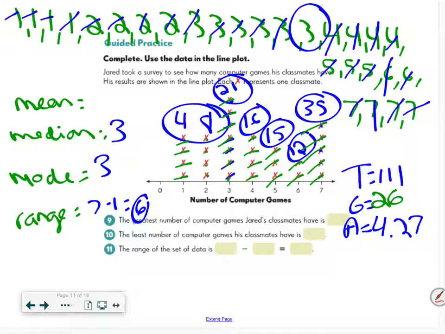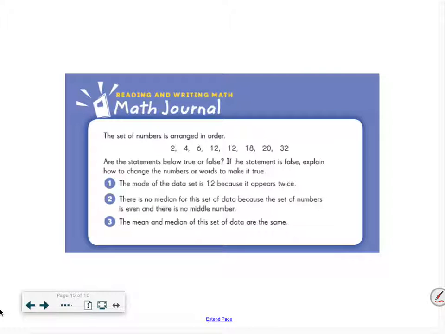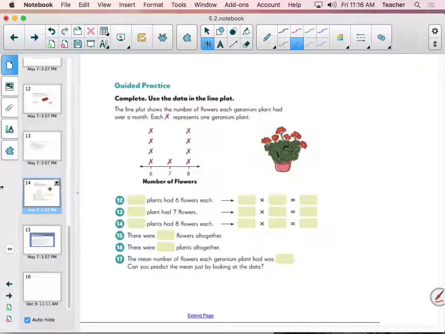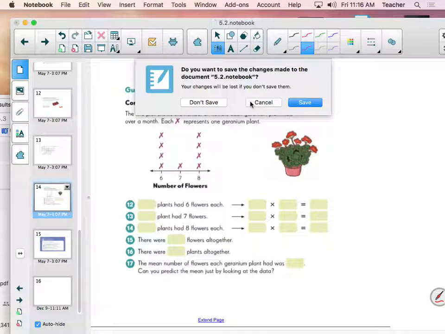Once again, the most important thing for you with a line plot is to make sure you write out your data set and don't rely on the X's to answer the questions. All right, if you have any questions or if you want to practice, if you look in your workbook, there should be some pages that review line plots that will be helpful for you.